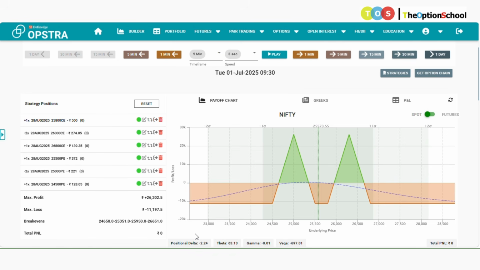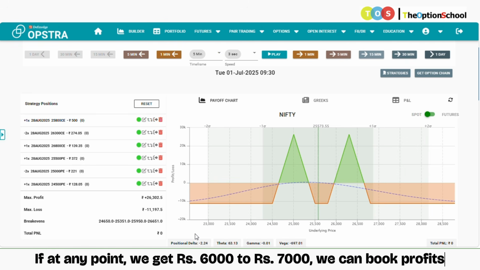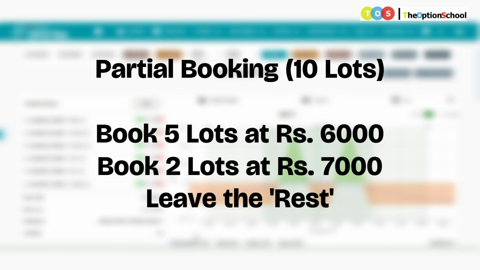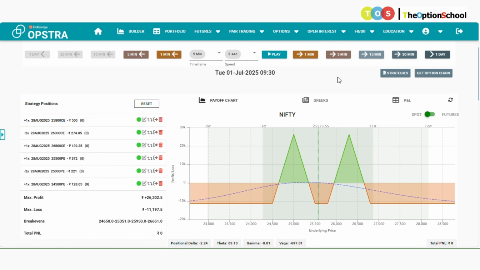Plus, anytime during the series, in 2 months, if I'm getting more than 6, 7,000 rupees, I will start booking my trade fully or partially. Partially means if I have done 10 lots of this, then maybe 5 lots I will book at 6,000, another 2 lots at 7,000, and maybe the last 2 lots I will try to play for more returns. That is the logic with which we are taking this trade. Again, this is a 2 months trade, the maximum loss we are very comfortable with, and we are just trying. So do not take it as a recommendation. Try and backtest a few trades yourself before jumping into this kind of trade.